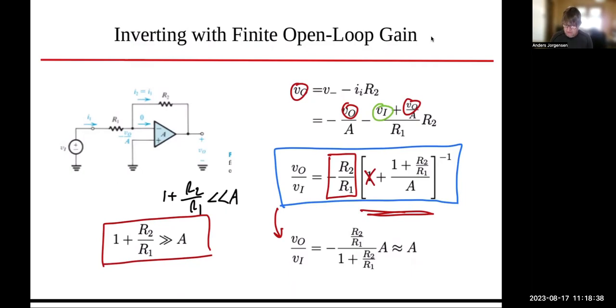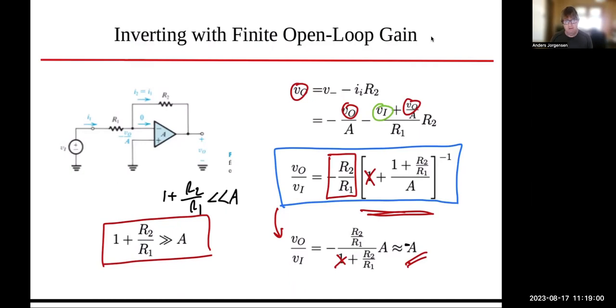And R2 over R1 is much greater than A, which means that we can eliminate the 1 down here, and then the two other terms cancel out, and we're essentially left with A. Well, actually, it's a minus A, and you should have that little correction here. We're essentially left with a minus A.